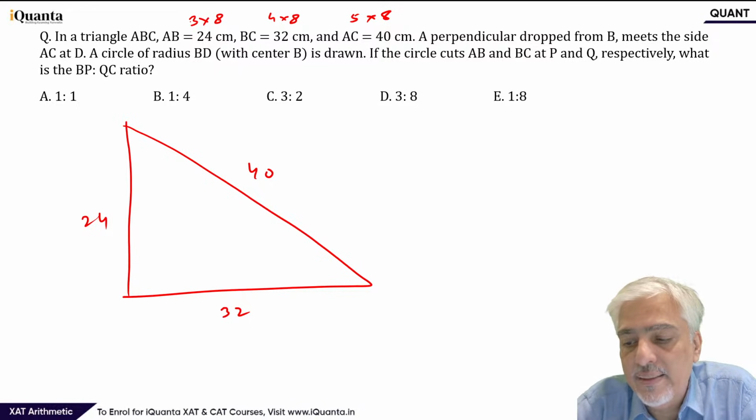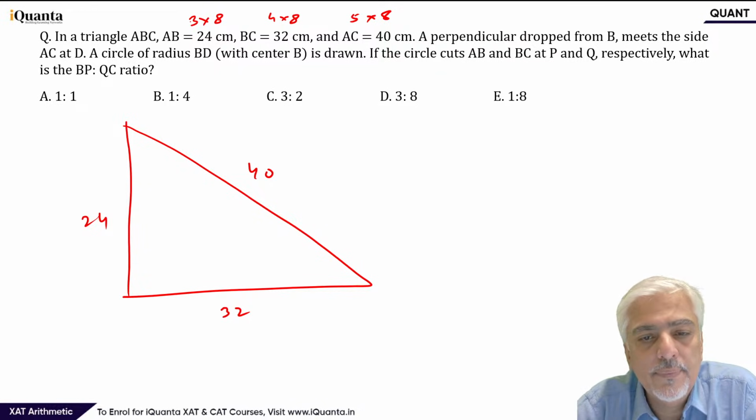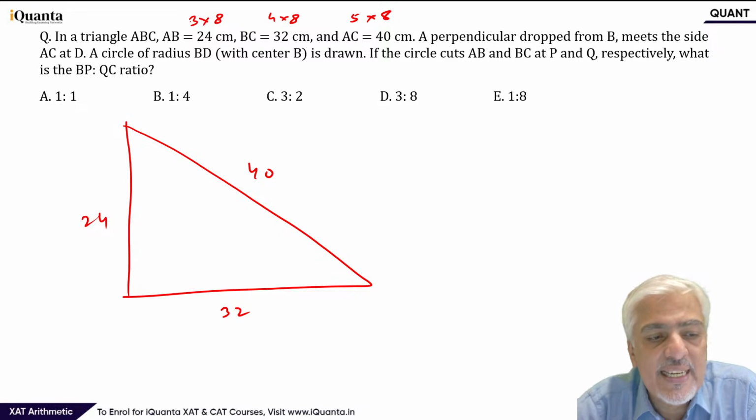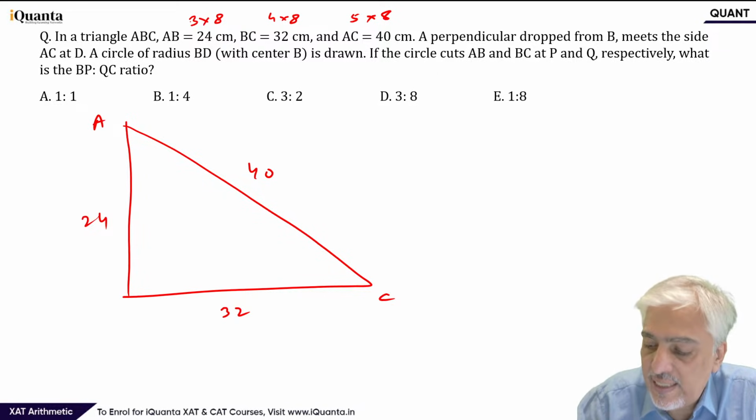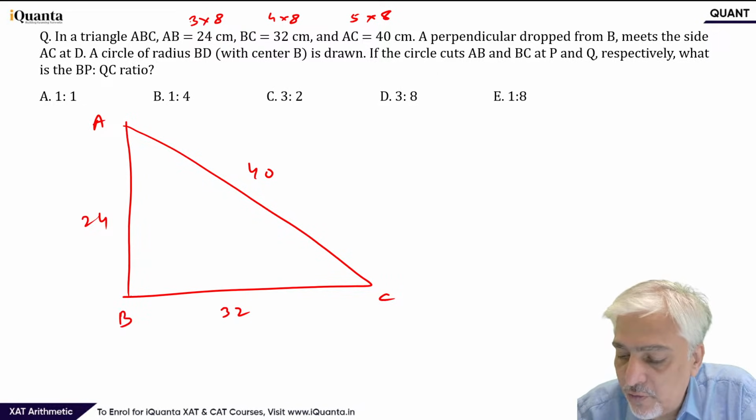It is a right angle triangle. A perpendicular is dropped from B meets the side AC at D. So this is AC, this is B. Perpendicular from B meets AC at D.